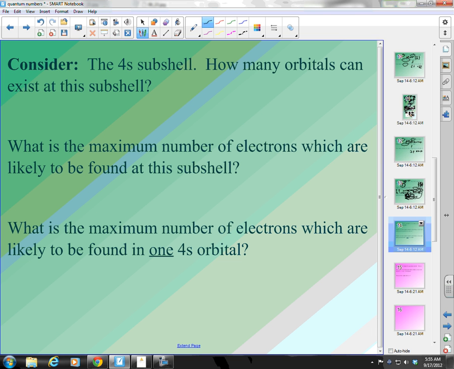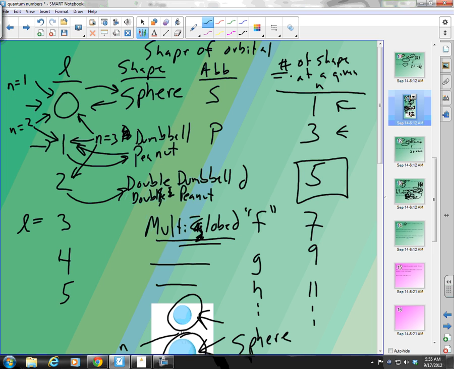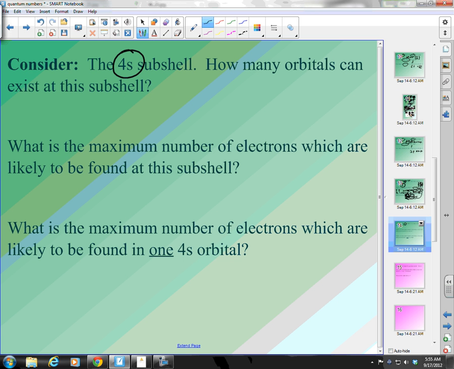Okay, how many orbitals can exist at the 4s? Well, let's go back and look at my beautiful picture. When I have an s, here's the s, how many do I have? I have one. So that means at the 4s, I only have one orbital. By the way, what's the shape of this 4s? It is a sphere. Good.